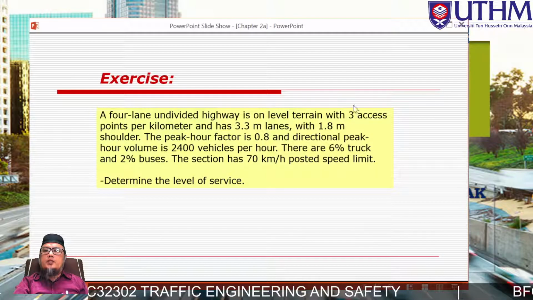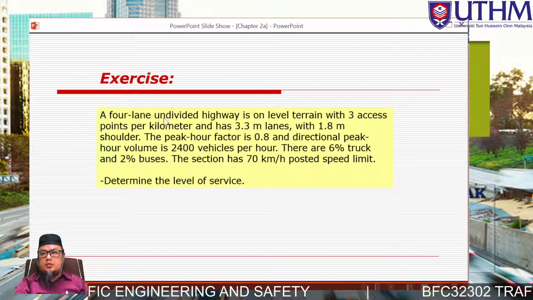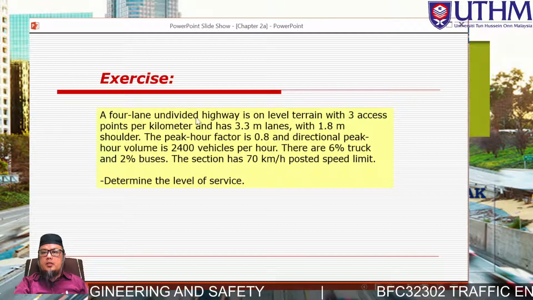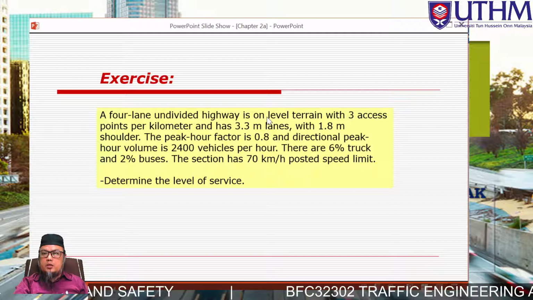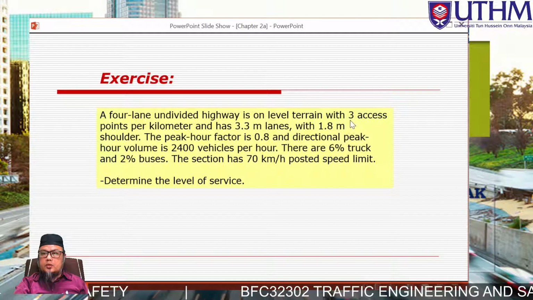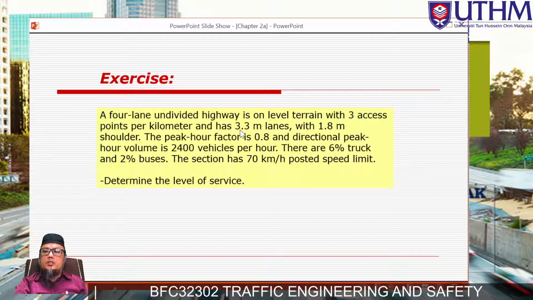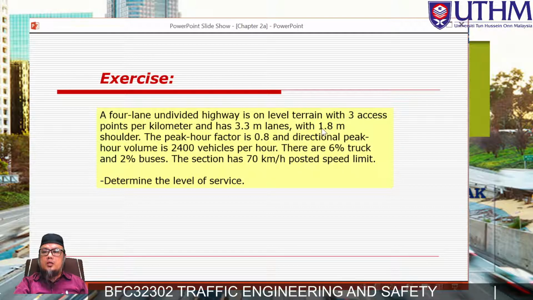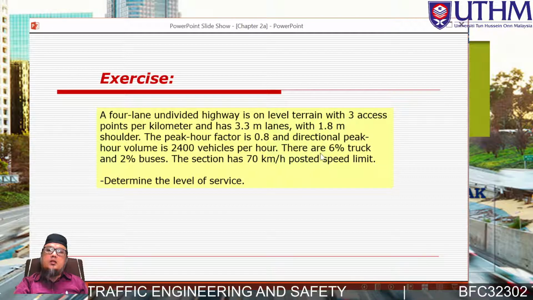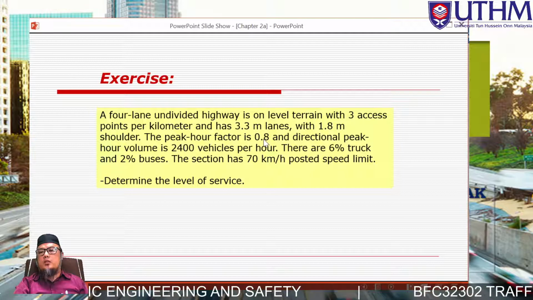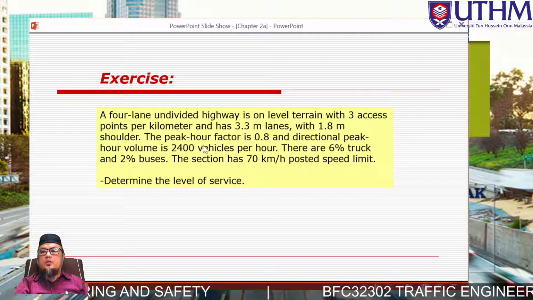Okay, next I have this exercise, so you can try the exercise. A 4-lane undivided highway on level terrain. You capture or find the key characteristics here. Again, we have level terrain. 3 access points, which is also a characteristic, and 3.3 lane width. The shoulder now we have 1.8. They put it specifically, so you have to calculate the lateral clearance value. The peak hour factor 0.8. Okay, the volume is 2,400.